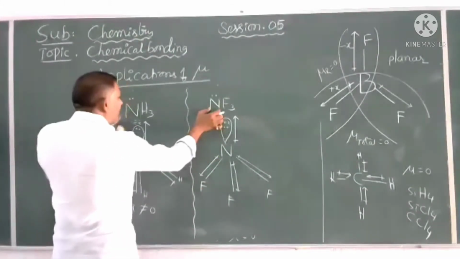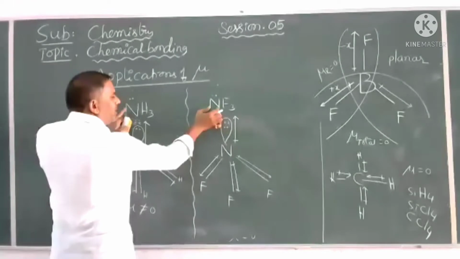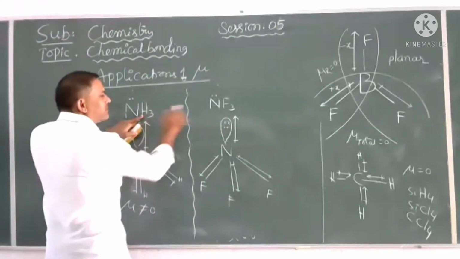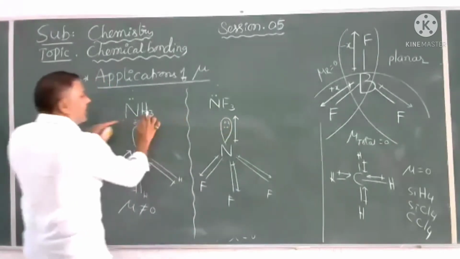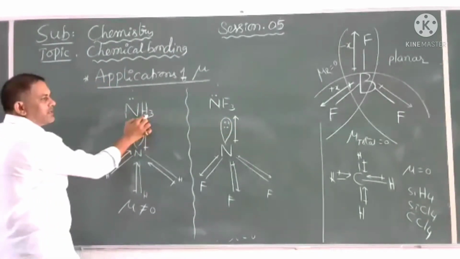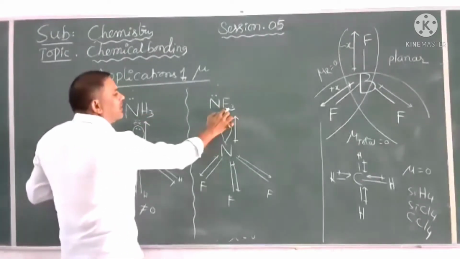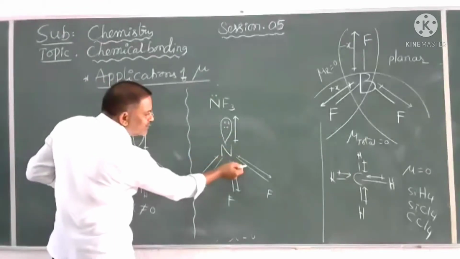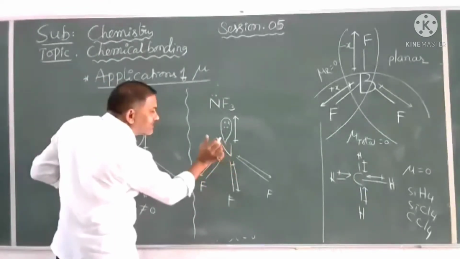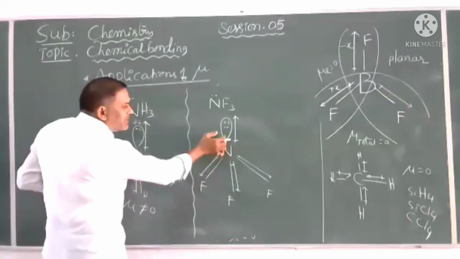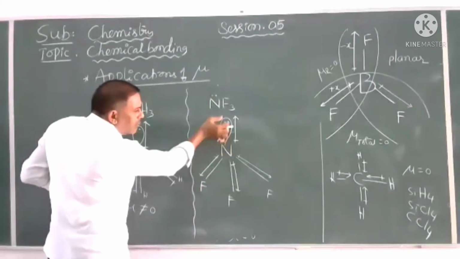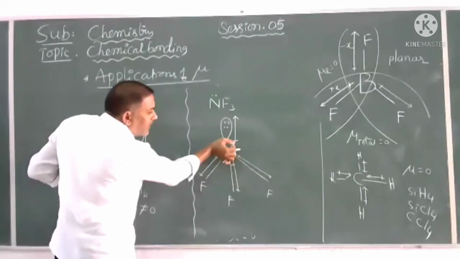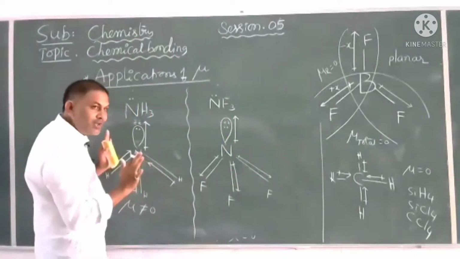Generally, both have the same central atom, nitrogen, but the bonded atoms differ. Here hydrogen and here fluorine atoms are there. Compared to nitrogen, hydrogen is less electronegative and fluorine is more electronegative. Now comparing these two, there is a certain moment, and here the electronegativity is more than compared to this. That's why they do not cancel each other. There is some value.